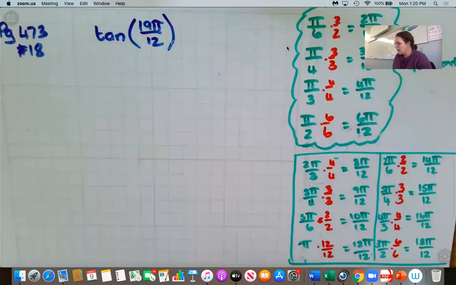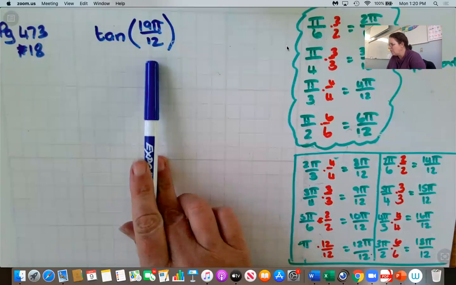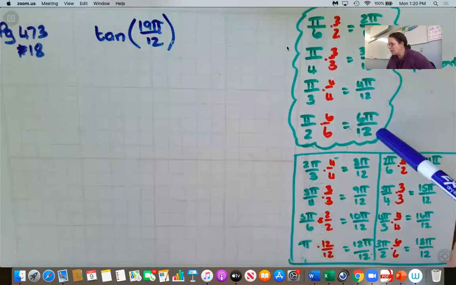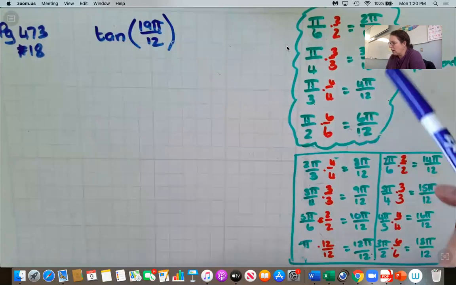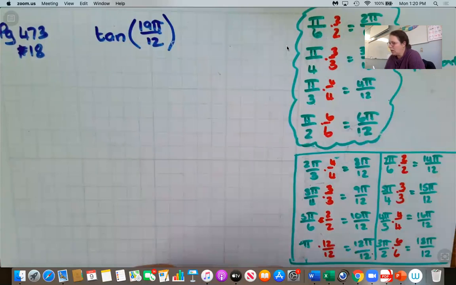So sometimes you're going to need to step out of your first quadrant and into the second or possibly the third or maybe even the fourth. One of the ways that can help you, instead of trying to list out all of them, is you can look at 19 pi over 12 and think of one of these ones that are in the first quadrant and subtract from there. If you subtracted, let's say, 2 pi over 12, that would give you 17 pi over 12. That would not be able to be reduced.